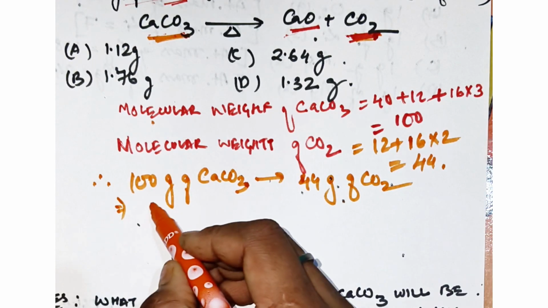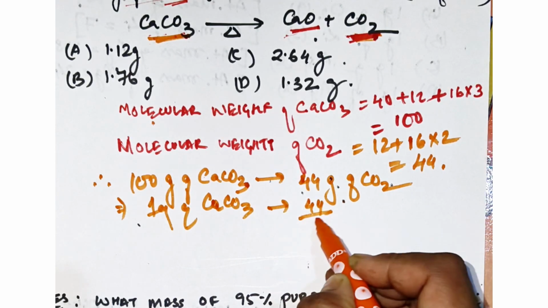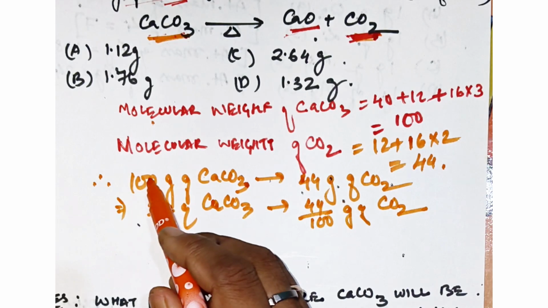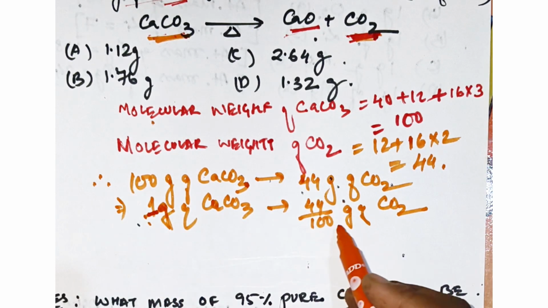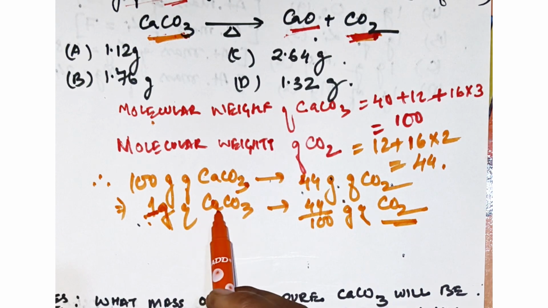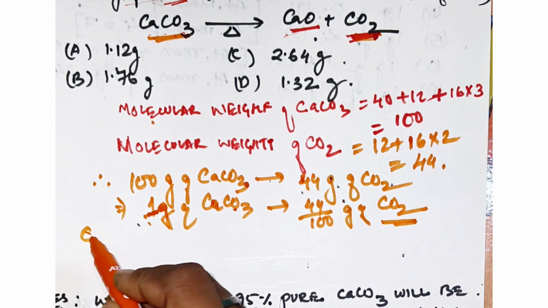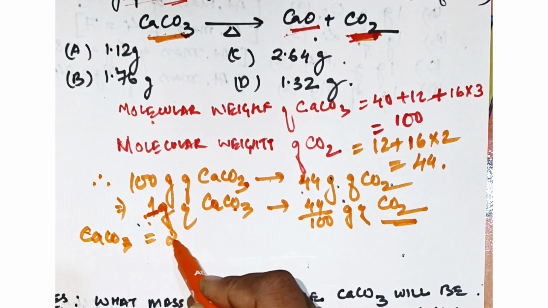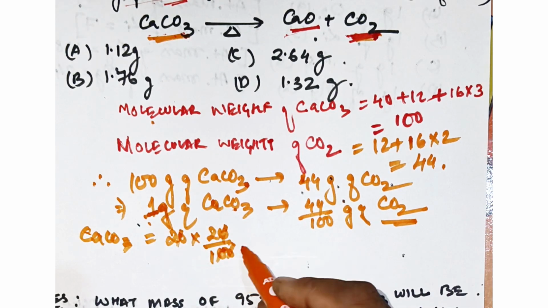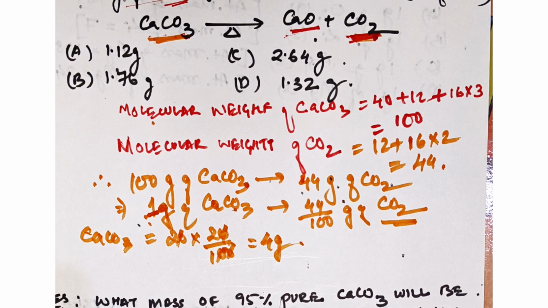So 1 gram of CaCO3 will give you 44 by 100 grams of carbon dioxide. By maths we know, if we come from a bigger number to the smallest, that is 1, it becomes a division sign. Now what is the amount of CaCO3 given to you? 20 gram of 20%. So you have to find the amount of CaCO3. CaCO3 given is 20 into 20 by 100, so this comes to be 4 gram. So the total CaCO3 used in this question is 4 gram.